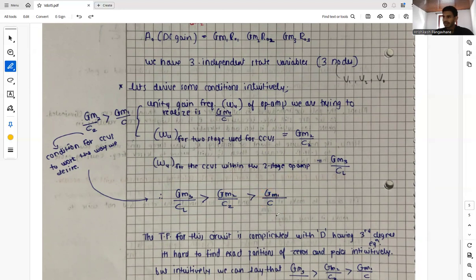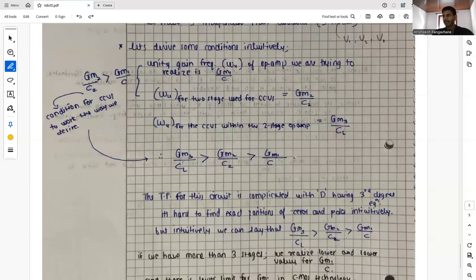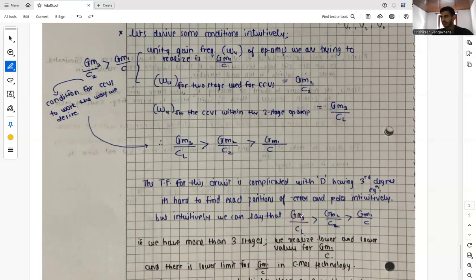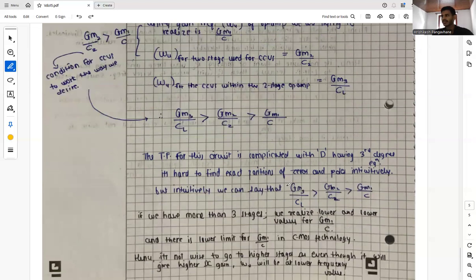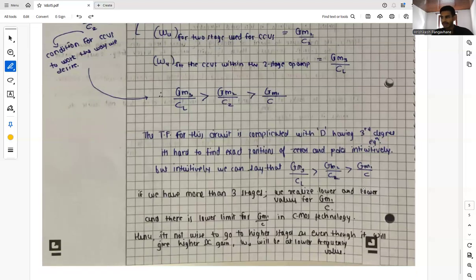To increase the DC gain, it's okay to make multiple stages. But the transfer function for this circuit is complicated, with the denominator having a 3-degree equation. It is hard to find the exact position of zeros and poles, but intuitively we can say that the omega u of each stage should be greater than that of the original stage, which is the omega u of our op-amp which we are actually trying to realize. If we have more than three stages, we get lower and lower values of gm1 by C, and there is a lower limit for gm1 by C in CMOS technology. So it is not wise to go to higher stages, as even though it gives higher DC gain, omega u will be at a lower frequency and we have a lower limit.